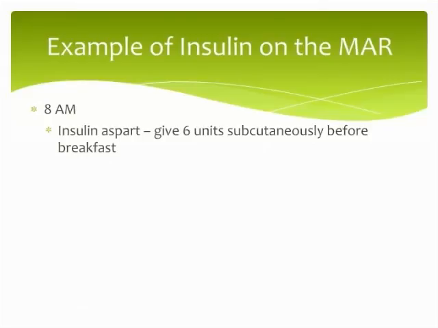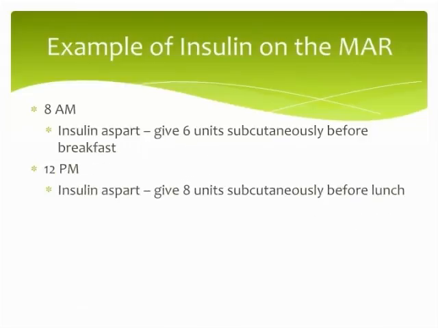At 8 a.m., this resident should receive 6 units of insulin aspart subcutaneously before breakfast. Remember, this type of insulin should be given just before a resident will be served breakfast, as it is a fast-acting insulin that will begin working within 5 to 15 minutes. Please note that only caregivers who have been trained and delegated by a registered nurse should be giving insulin via subcutaneous injections. At 12 noon, the resident will receive 8 units of insulin aspart before lunch.